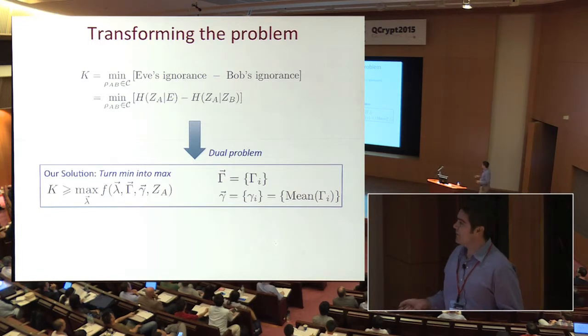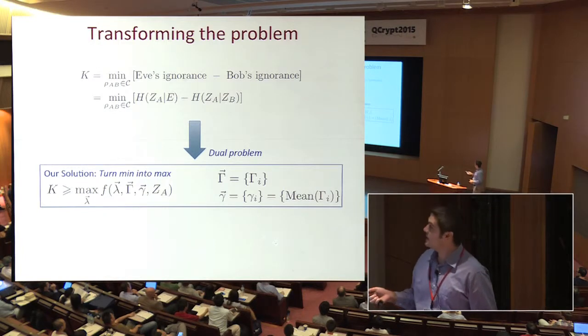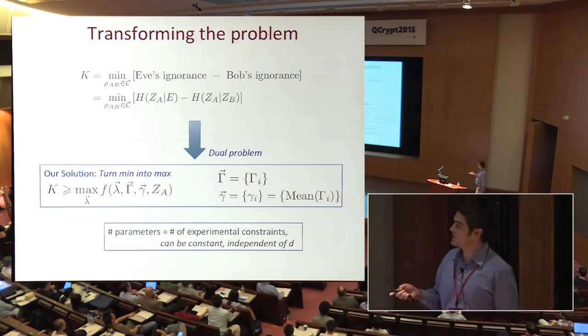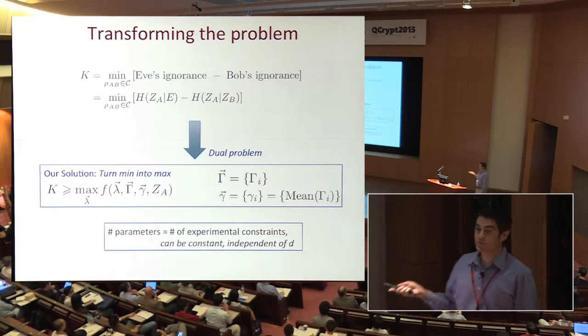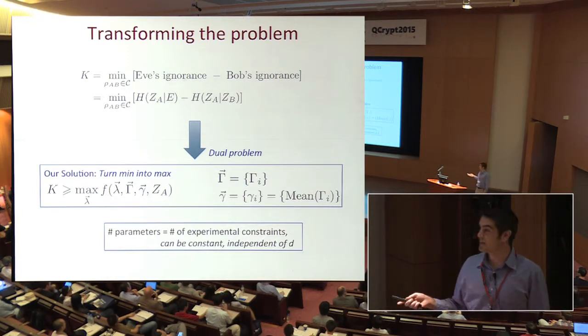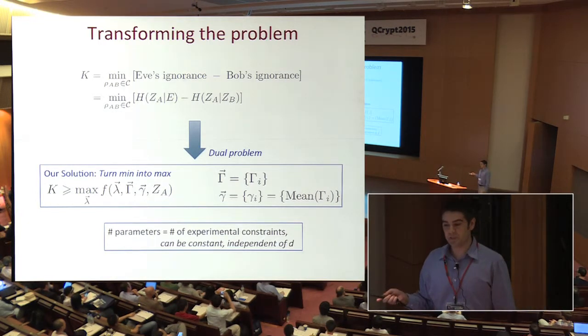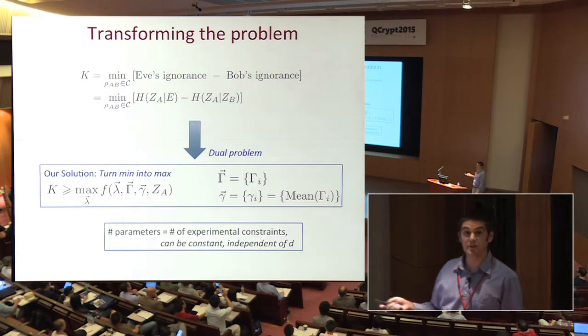And furthermore, what's also really nice is that the number of parameters in the dual problem, we find, is equal to the number of experimental constraints. And this can, in some cases, be constant, independent of dimension. So this can potentially scale very nicely with dimension.